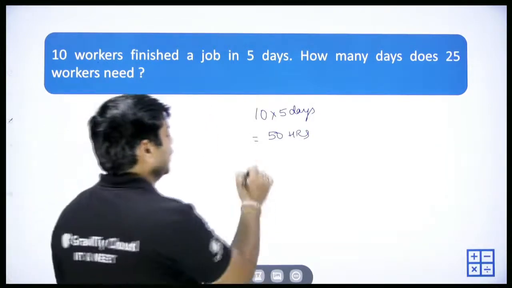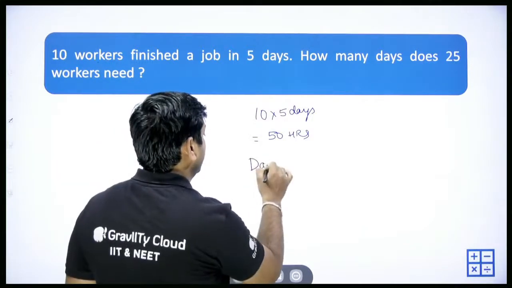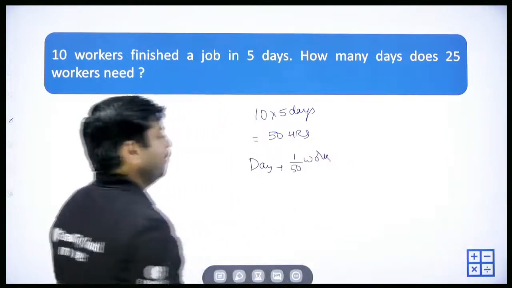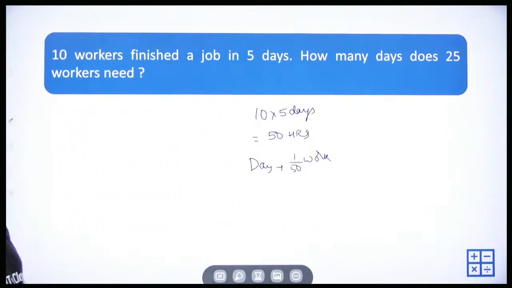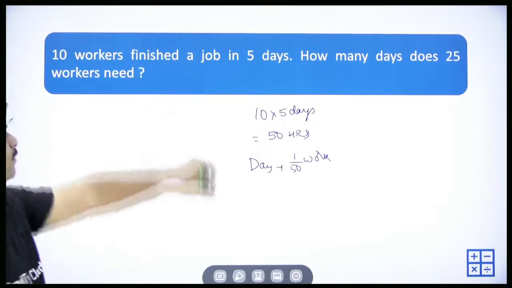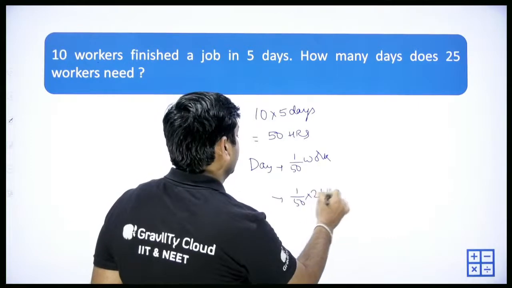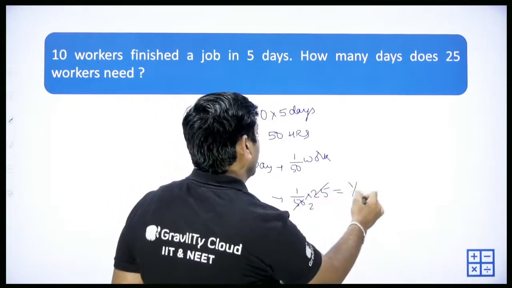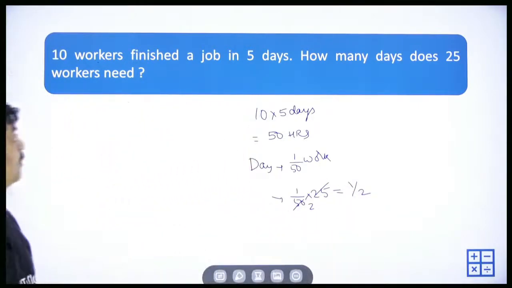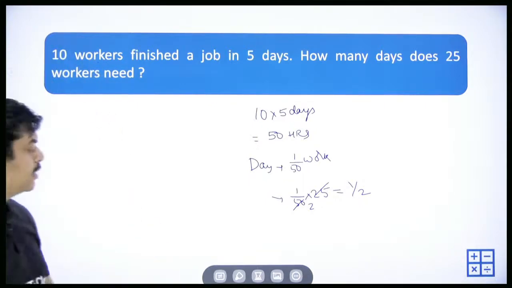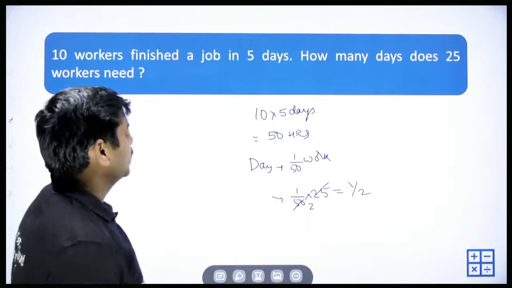So per day it will be taking 1 by 50th of the work. So for 25 workers, 1 by 50 into 25. So 25 ones and 25 twos. So I'm getting 1 by 2 as the answer. 10 workers finish a job in 5 days. How many days does 25 workers need? Okay, so 50. There should be 2, right? I think I have made some mistake. Okay, see here.